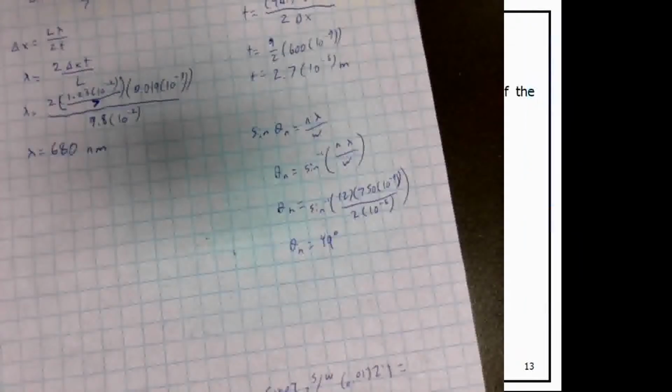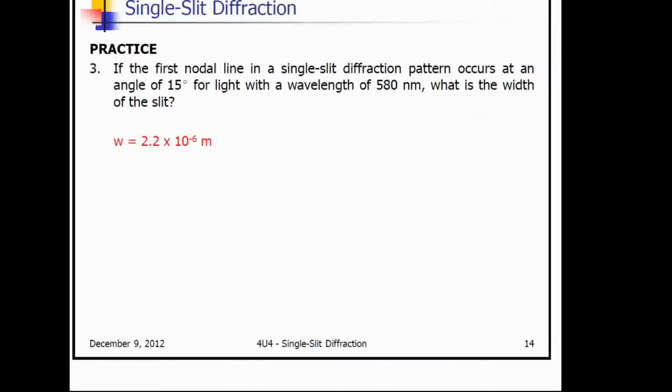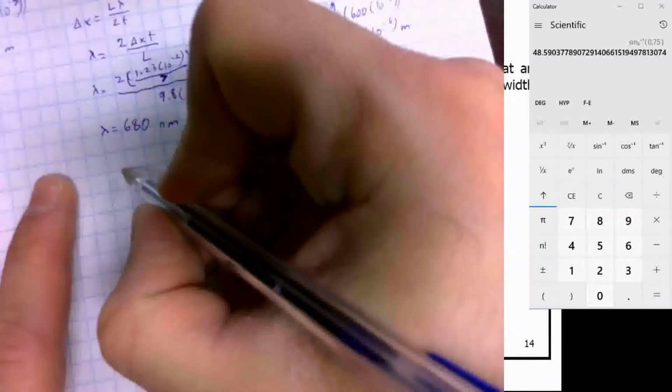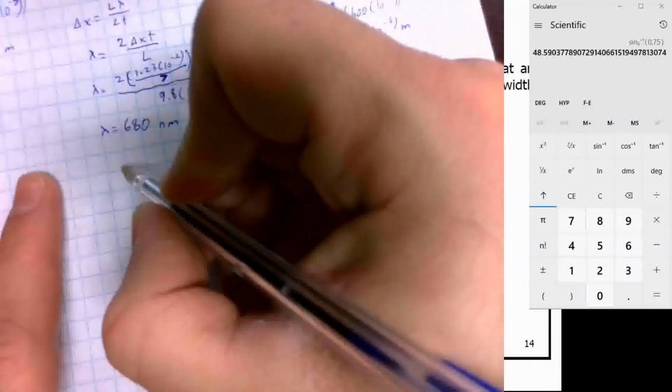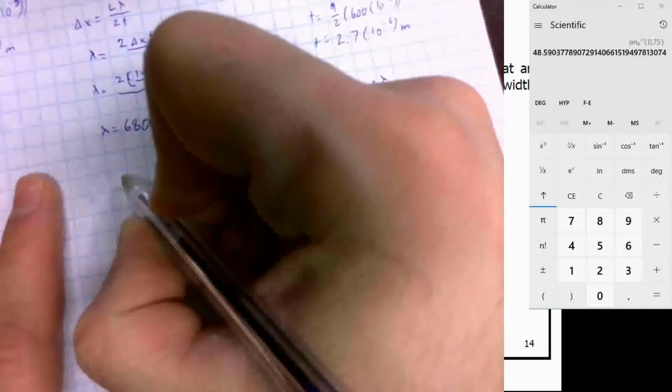Okay, let's go back to our questions here. This one says, if the first nodal line in a single slit diffraction pattern occurs at an angle of 15 degrees for light with a wavelength of 580 nanometers, what is the width of the slit? Okay, so the first nodal line, so we're looking at a situation where n equals 1, and we're looking at a nodal line. So remember, nodal lines implies destructive interference, because it's the antinodes where we have the bright fringes.